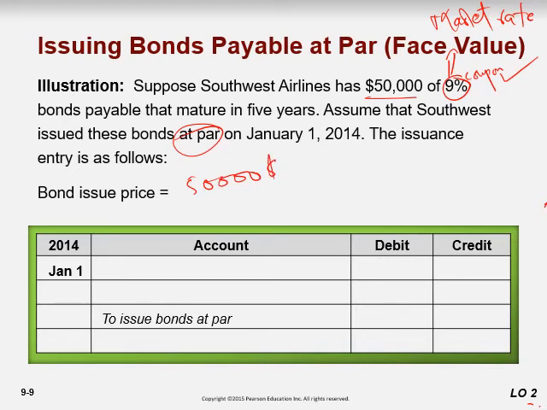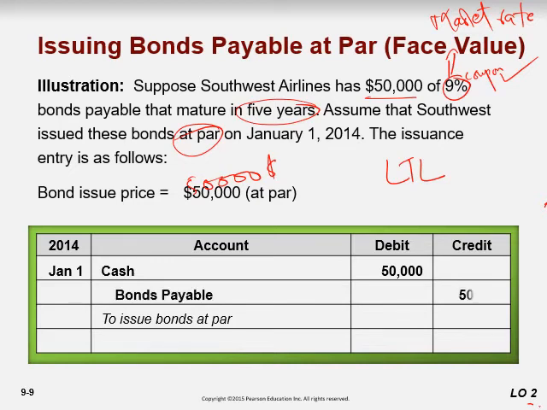That's it, right? So the entry when the bond is issued would be: you receive cash, an increase, and you create a liability. This liability is going to be a long-term liability. And why is that? Because you will pay back this loan after 5 years. Bonds payable, right? So we just finished issuing the bonds payable at par.